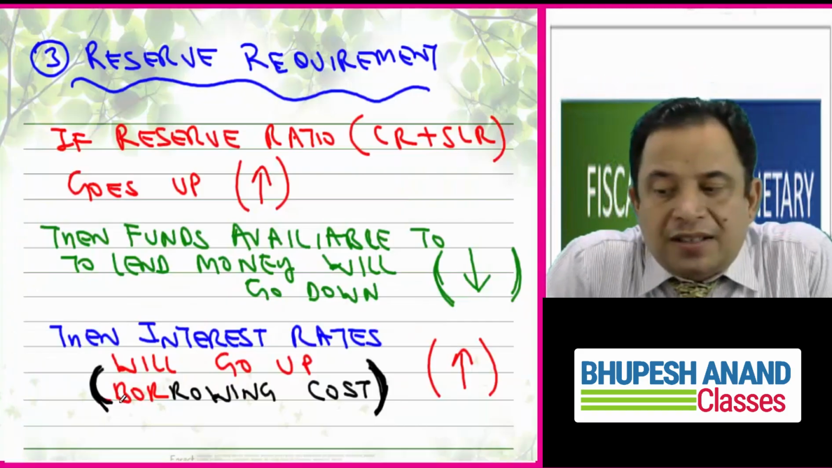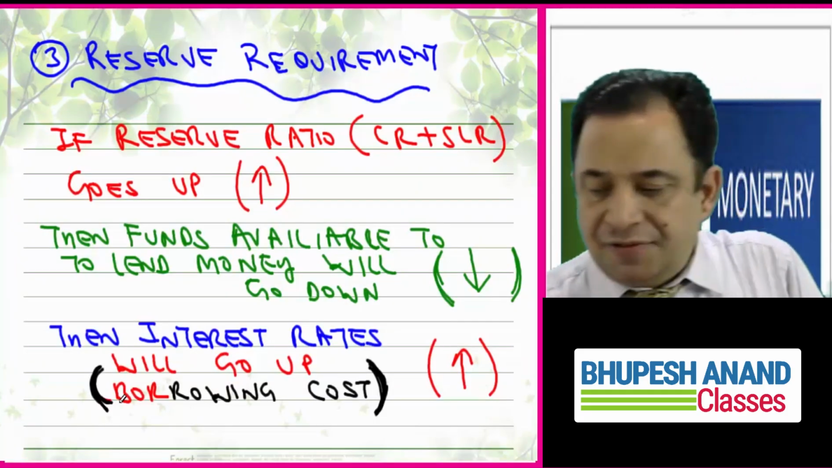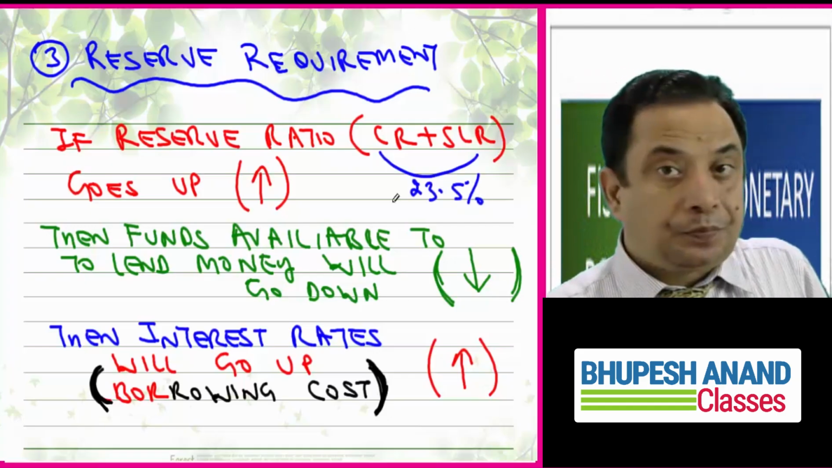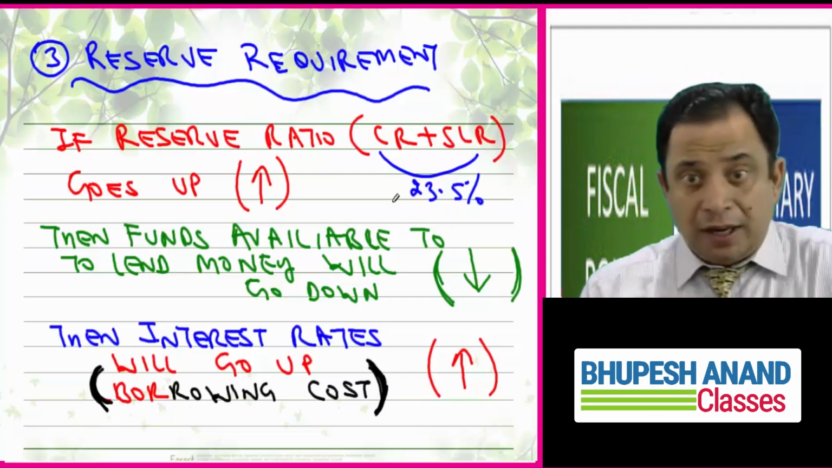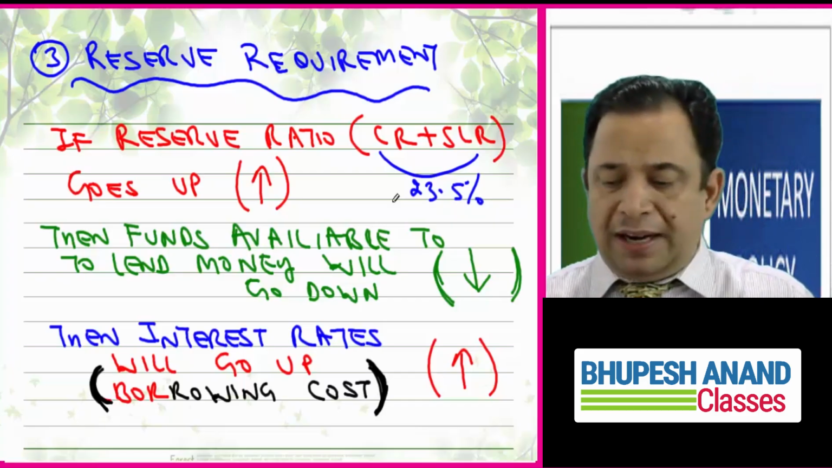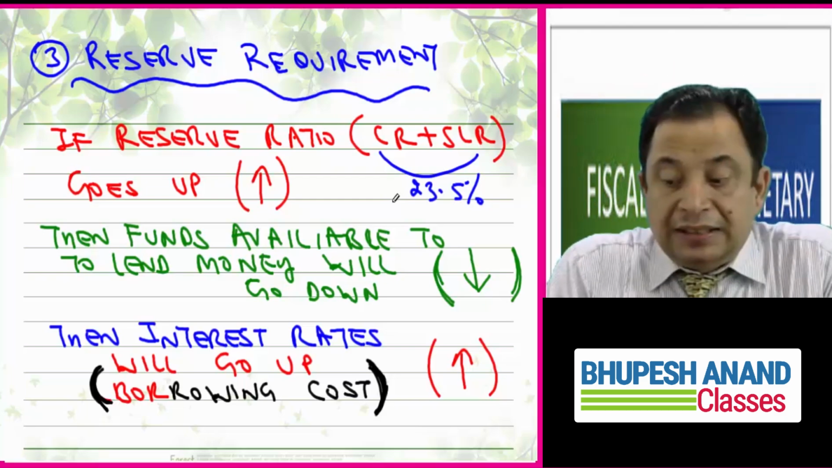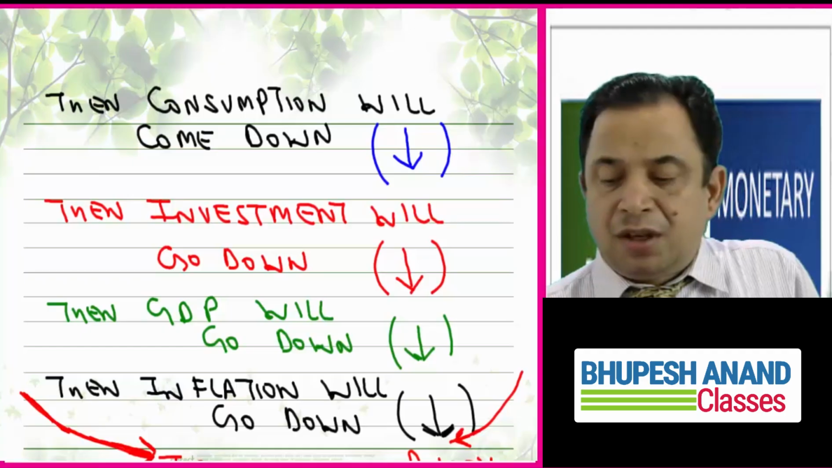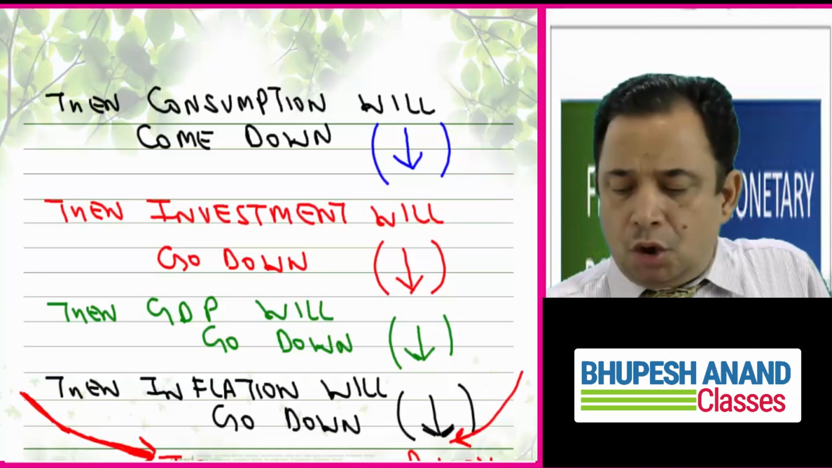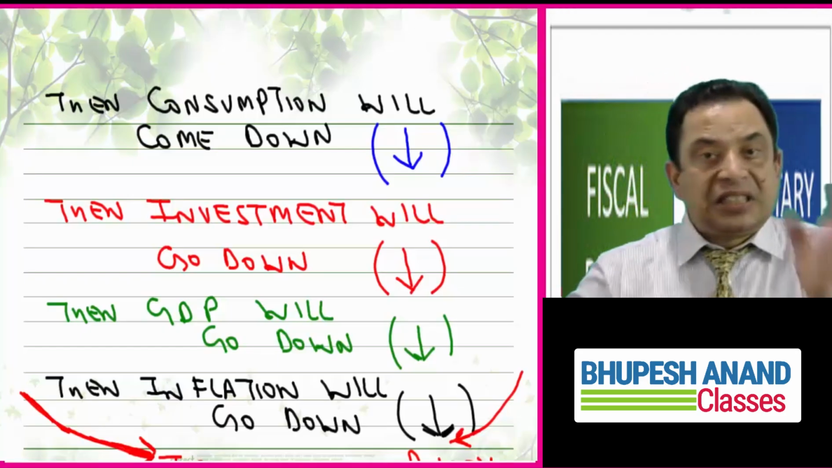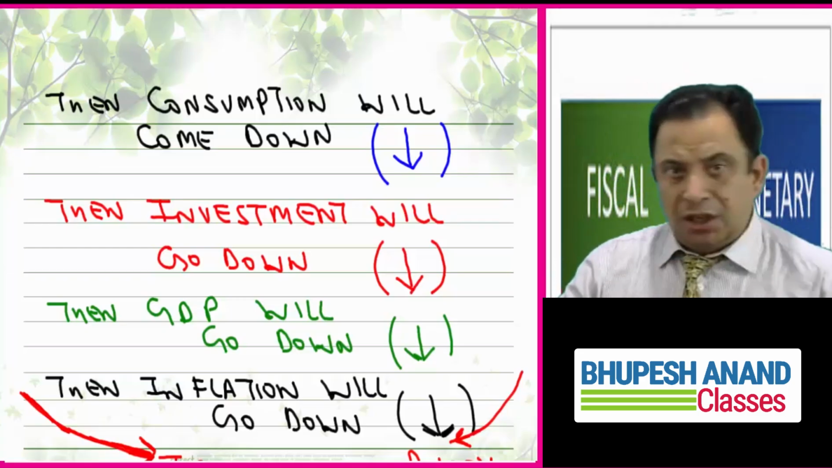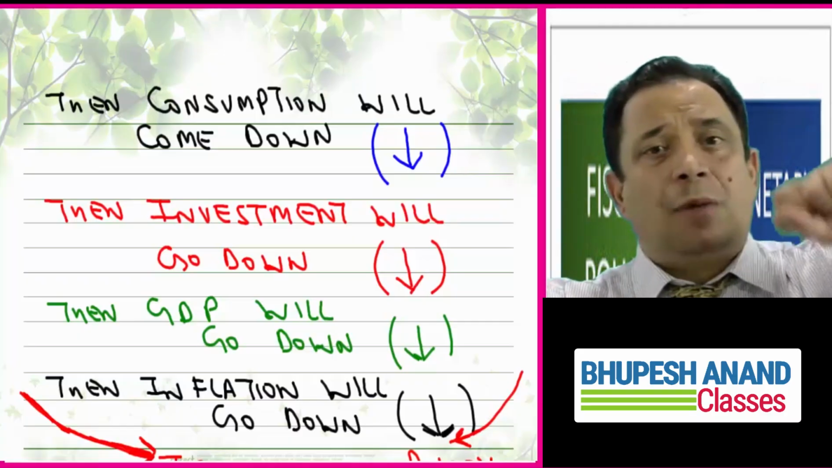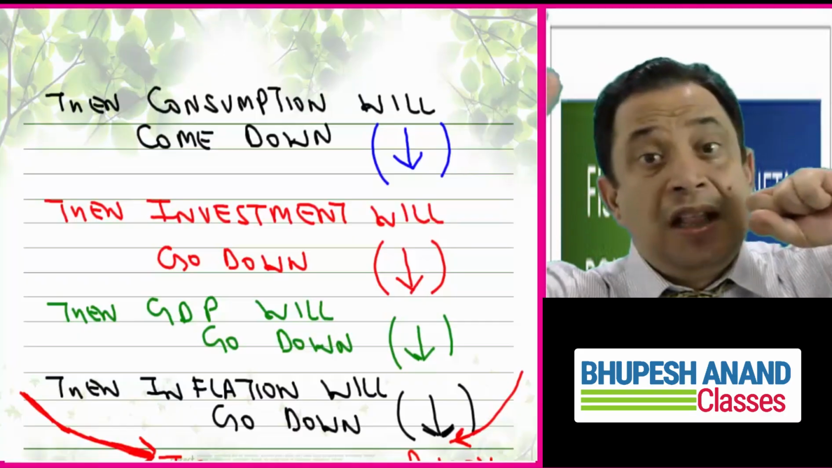If the reserve requirement, CRR plus SLR, as if now it is 23.5%, as we have shown for India, goes up, it means they will have less money to give as loan, so funds available to lend will go down. Then interest rates will go up because fund supply has decreased, then consumption will go down, investment will go down, GDP will go down, inflation will go down, and this is named a tight monetary policy. So my dear friends, with the help of this tool also, we can implement that monetary policy which we have framed.